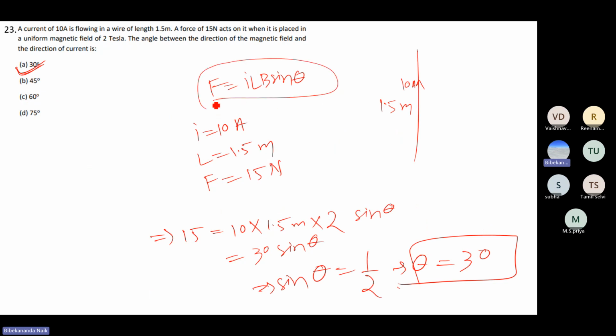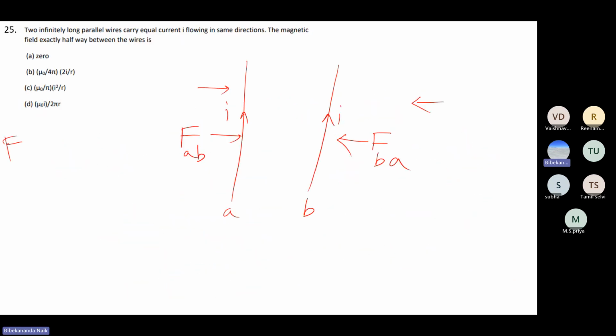Now you can clearly see, in place of this B, we will put the magnetic field produced due to the second coil. Current I flows through this coil and produces some magnetic field around it. When the second coil is present in the field of this first coil, it will experience some force. Since the current in both wires is the same, the magnetic field they produce is the same, so the force they exert on each other is the same.